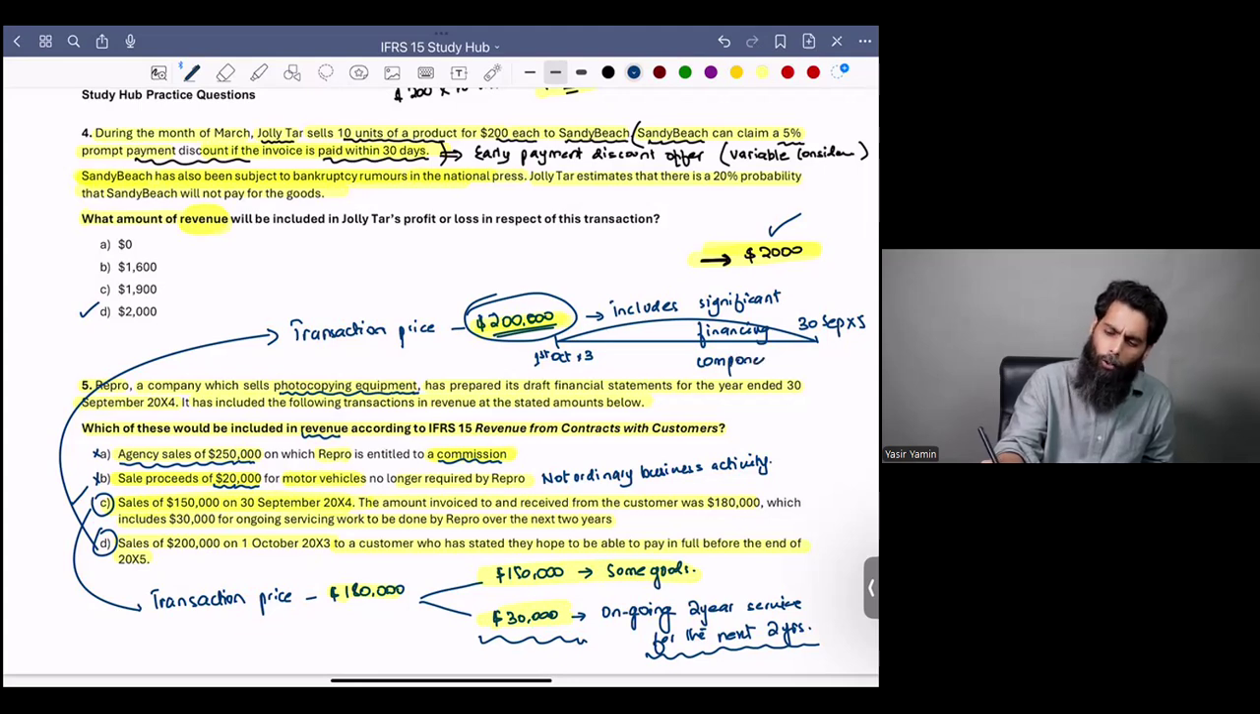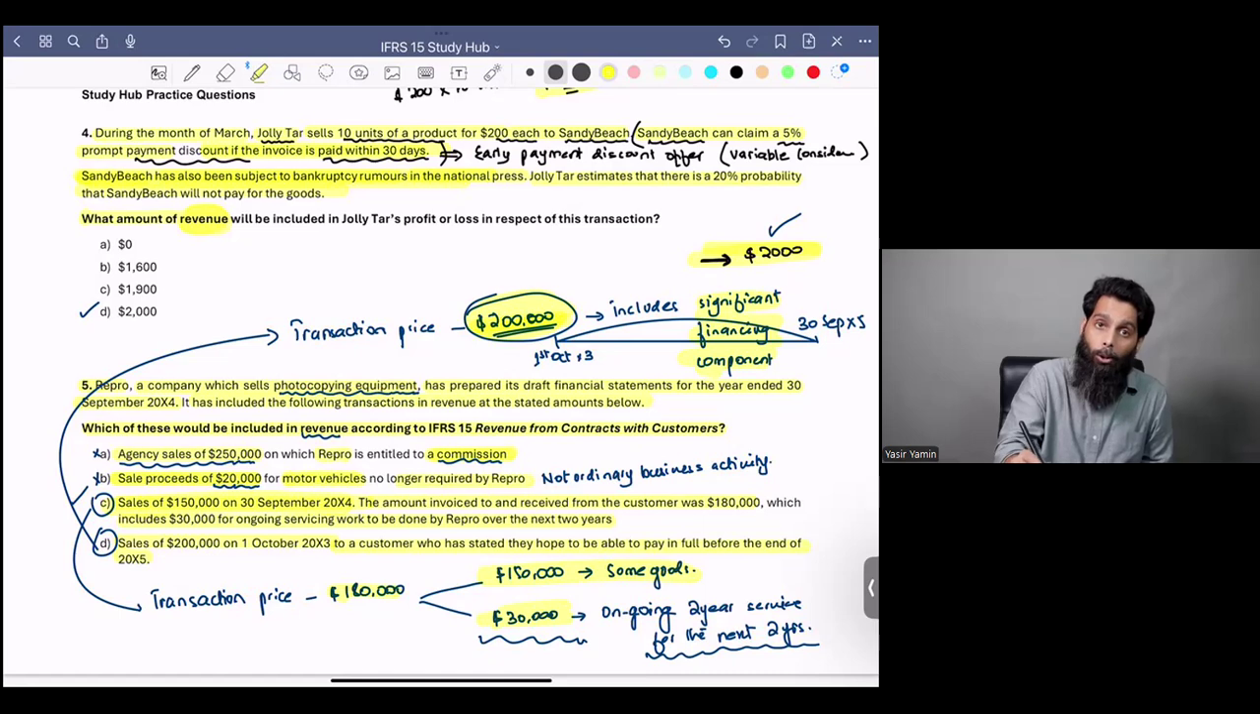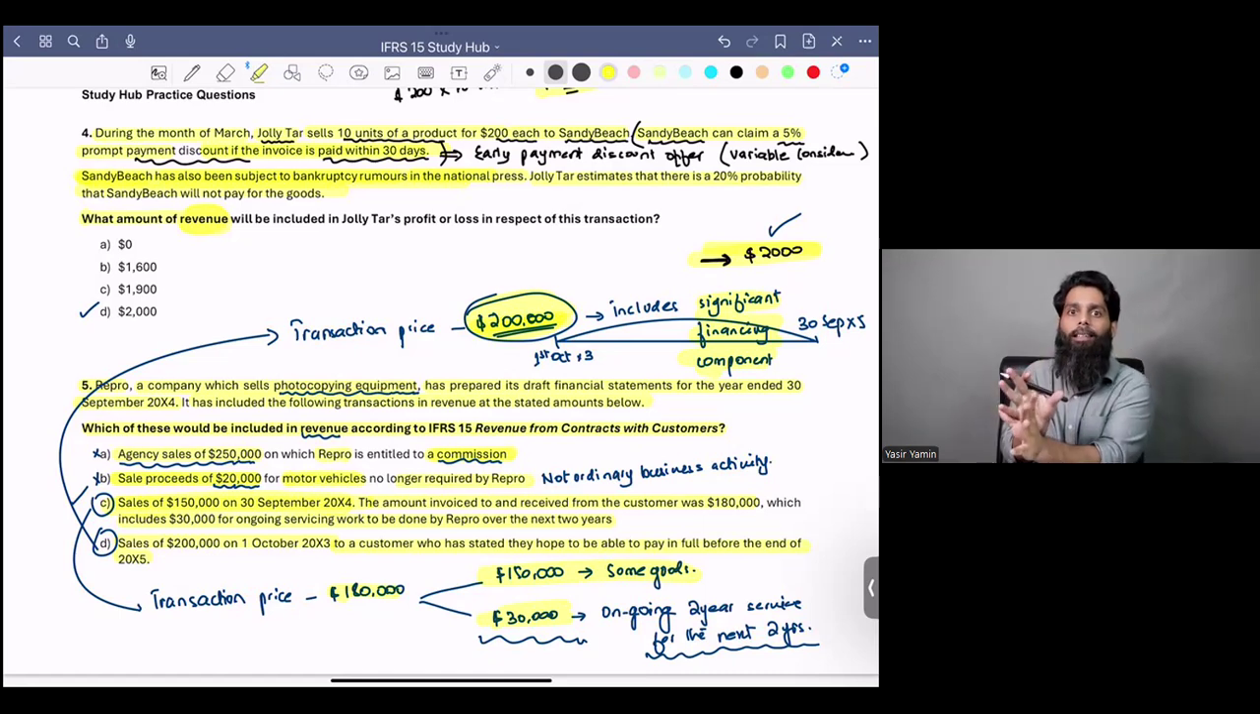For sure, this $200,000 transaction price includes a significant financing component because the customer is going to pay us after 2 years. Are we mad that we are going to allow the customer to pay us after 2 years for free? No. We must have included within the transaction price a financing element. Every sane company would do that. So if we have included some financing element within the transaction price, that financing element cannot be recognized as revenue. And that is why D is not correct.